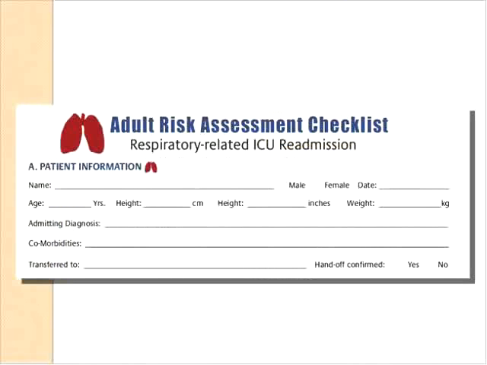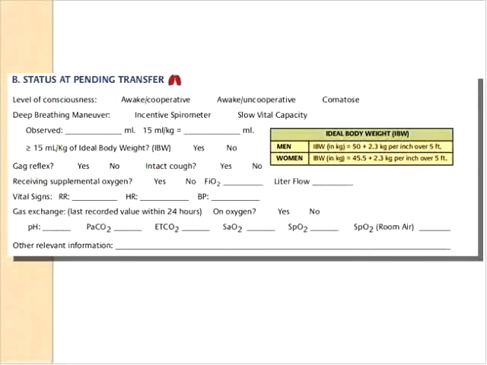So there's patient information. This would be your routine name, age, height in centimeters, and height in inches, and I'll get to you for why that might be important, and weight in kilograms. Admitting diagnosis and any comorbidities that are of concern, and then the individual who's taking this handoff would confirm by checking yes. The status is pending transport, because we're building this not for when the transfer is actually going to occur, but in fact when you're considering it.